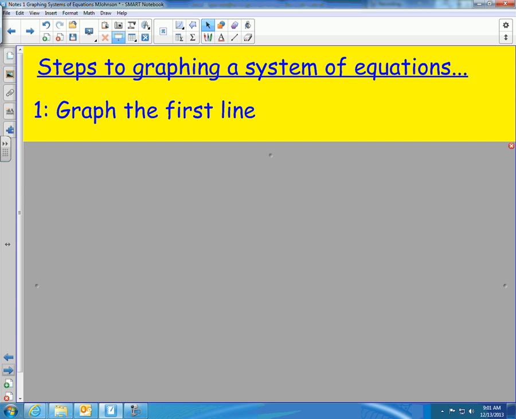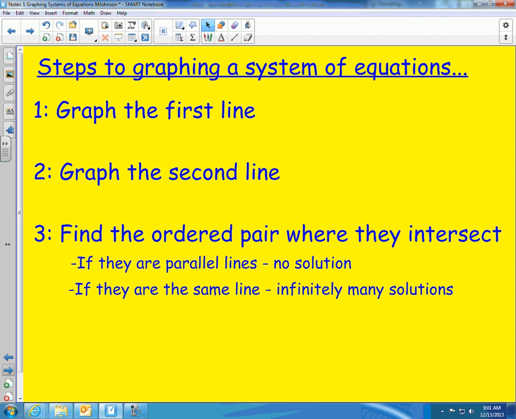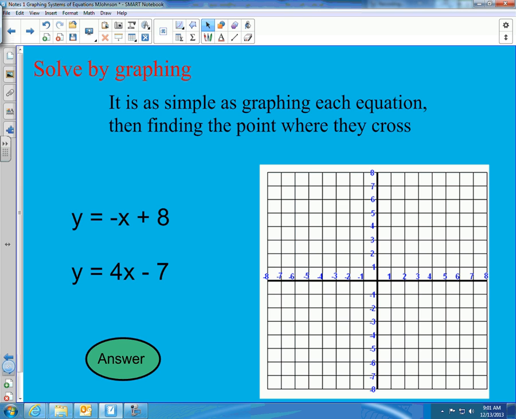All right, so our steps to solve by graphing: first you're going to graph the first line, then you're going to graph the second line, and the last part is find the ordered pair where they intersect. If they're parallel, they have no solution. If they end up being the same line, they have infinitely many solutions. Pause the video if you need to get all this information down.